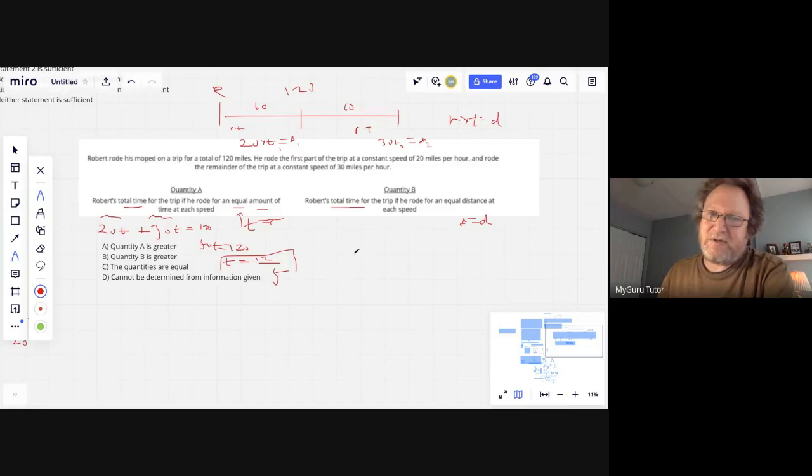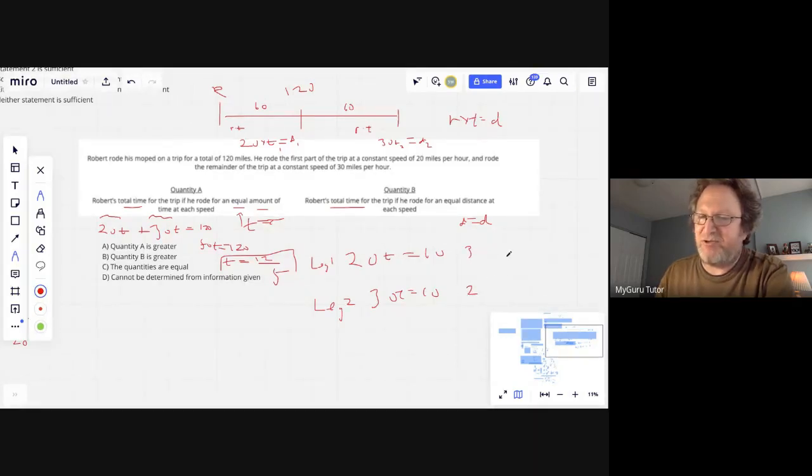So what's the time going to be? Now the times are going to be different. 20t equals 60 for the first leg, and for the second leg, 30t equals 60. Which means it's going to take 3 hours for the first leg and 2 hours for the second leg. 3 plus 2 equals 5. So this is going to be 12/5, and this is going to be 5. Therefore, quantity B is going to be larger.